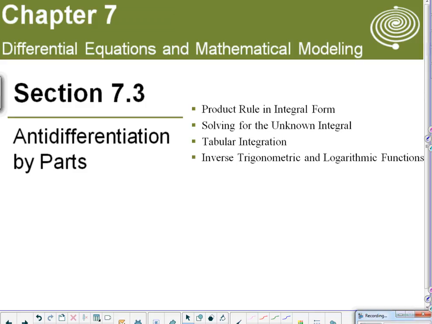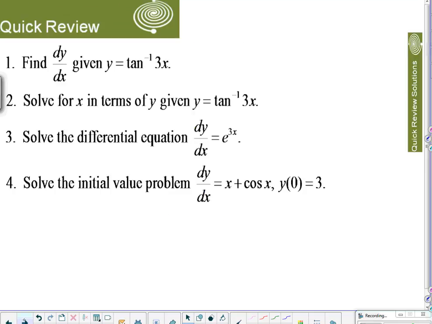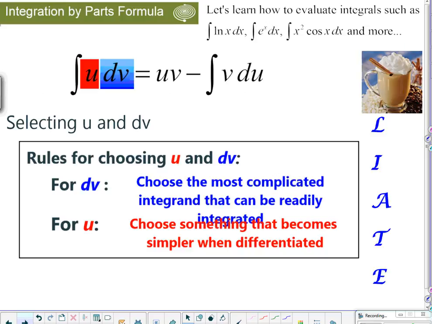Taking a look at differentiation by parts, better known to us as IBP, or integration by parts. And this is section 7.3 for us. I did have a review scheduled, but let's skip that while we're on the video and just get into the method of integration by parts.